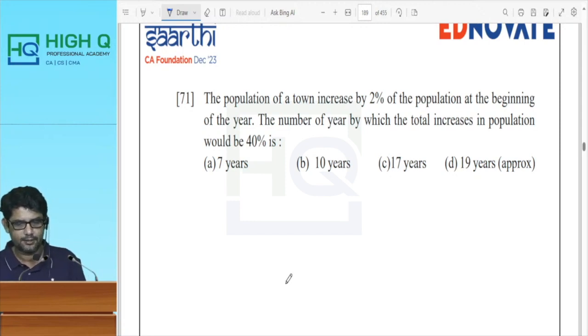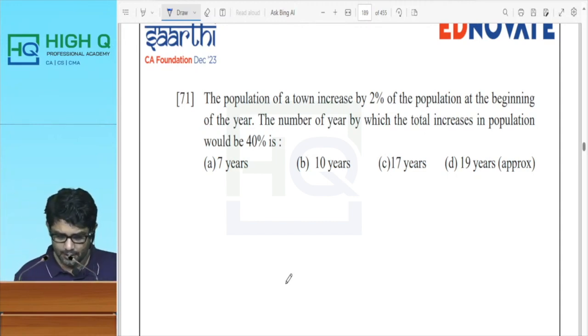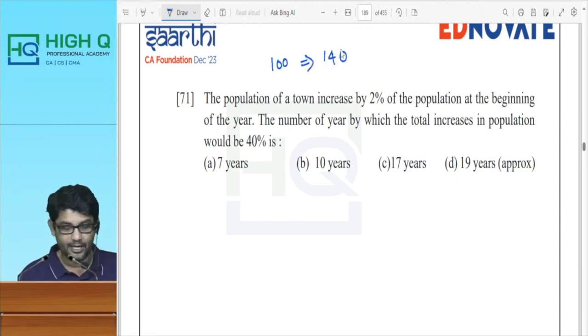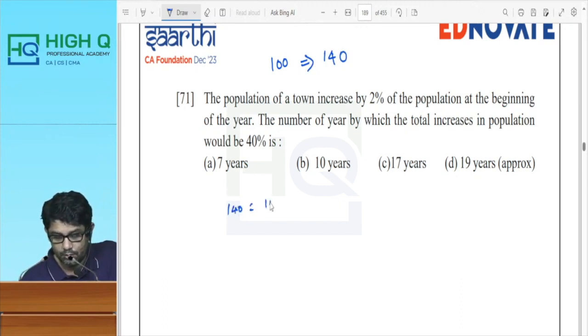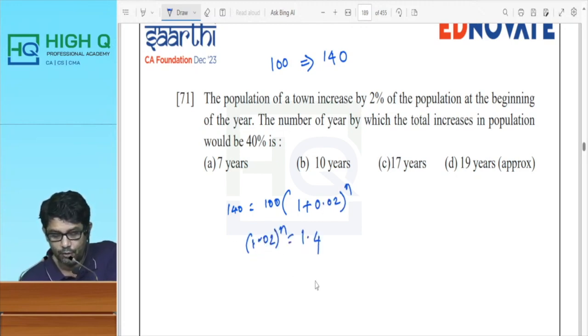17 years is the right answer. What is the answer, my dear? 17 years. Look at this. Assume the population is 100, when it is going to become 140. Am I right? When it is going to become 140. So what I do? 140 is equal to 100 into 1 plus i whole power n. So 1.02 whole power n is equal to 1.4.